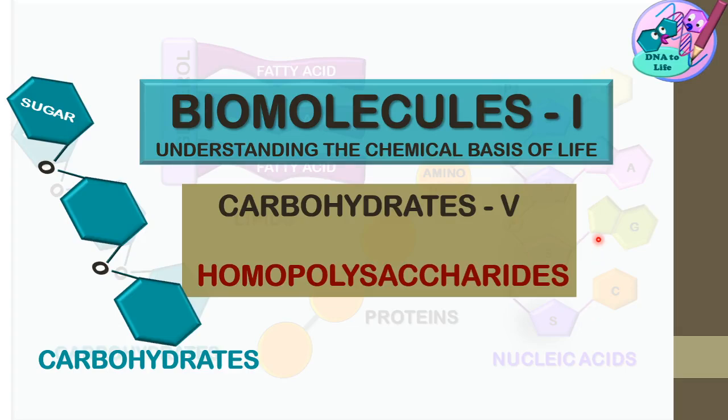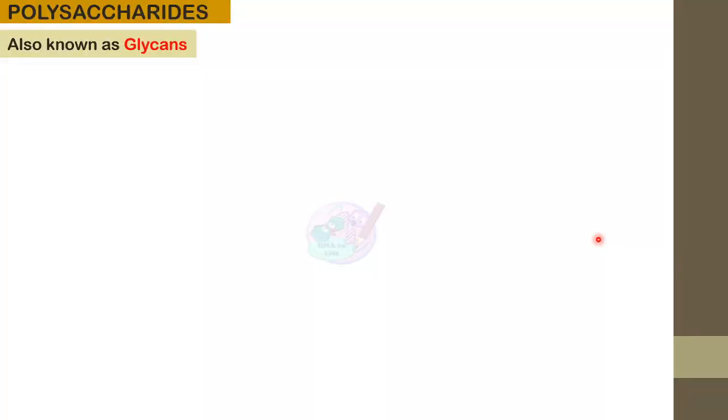Hello everyone, this is the fifth lecture on carbohydrates and today we will discuss the homopolysaccharides. In previous lectures we have already discussed monosaccharides, isomers and disaccharides. So let's first talk about polysaccharides.